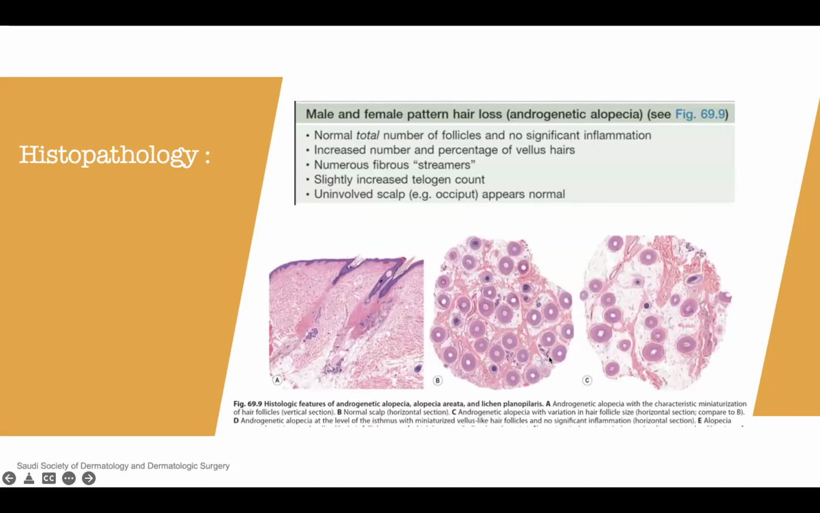Okay, so in histopathology, as I mentioned, a biopsy is rarely done, but if it was done, we can find an increased number of vellus hairs, which is the main pathophysiology in androgenetic alopecia, and there is a normal total number of follicles and no significant inflammation. So we can differentiate it from the other types of scarring alopecia.